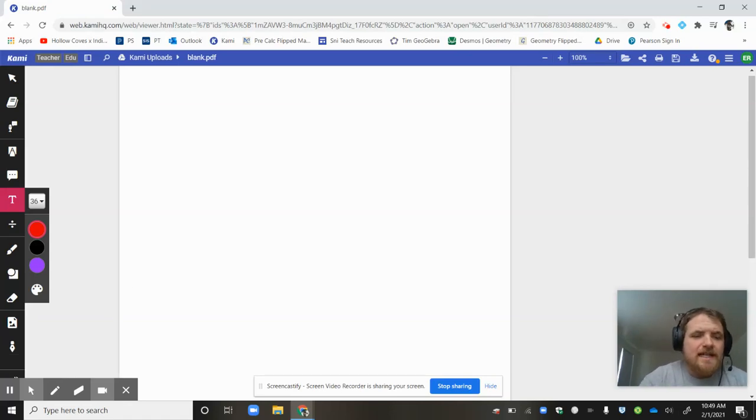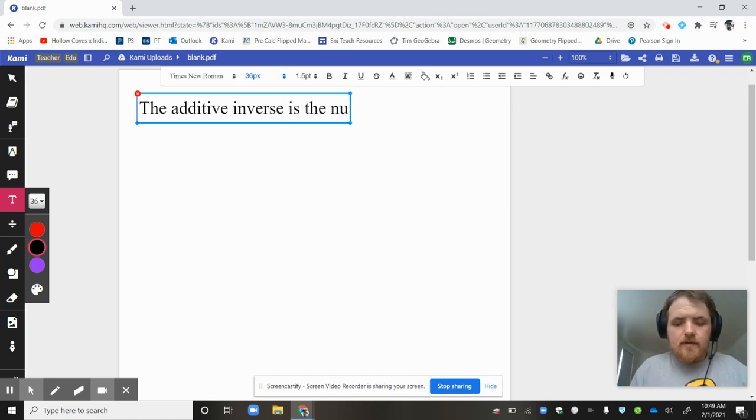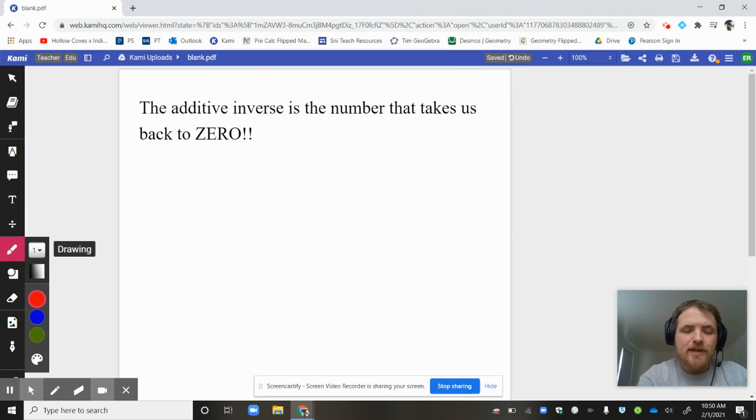Alrighty, we learned in the last video what the additive inverse is. Remember, the additive inverse is the number that takes us back to zero. Okay, so a quick example of that is, what is the additive inverse of -2?